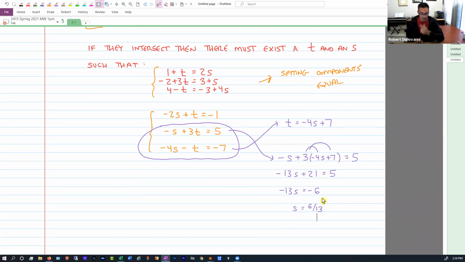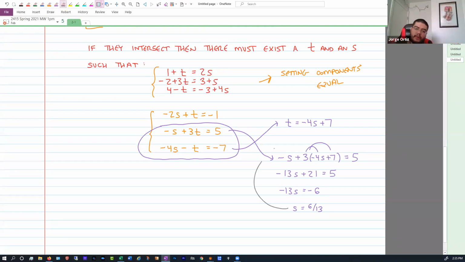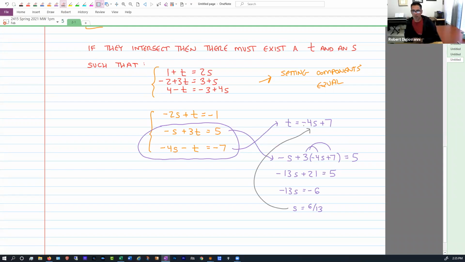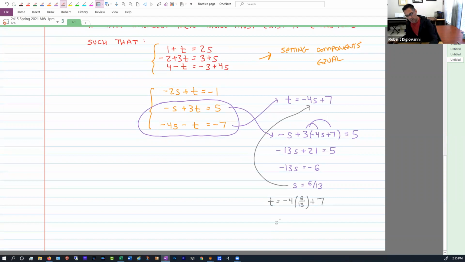What do I do once I know what s is? Plug that back into the equation where you solve for t. Just go back up here and solve that for t. So now I know that t must be equal to -4 times this plus 7. So I'm going to get -24 over 13 plus 7. And what is that? You've got negative 24 over 13 plus 91 over 13.